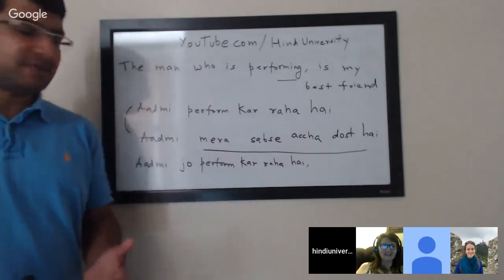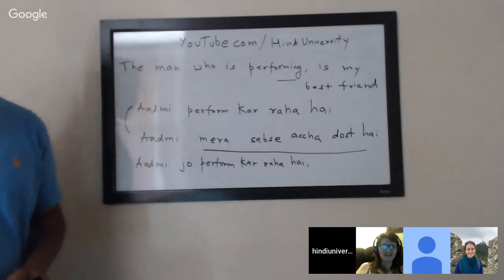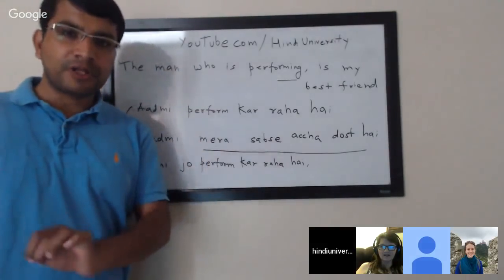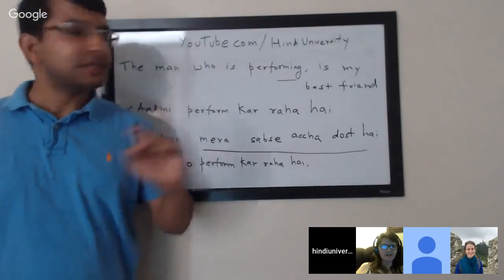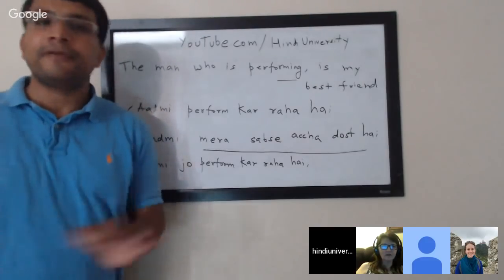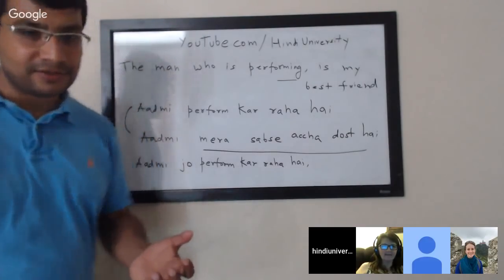What are the other ways of saying the same sentence? Remember, where else can you put jo? Just switching the first two words, instead of आदमी जो perform, you say जो आदमी perform. Say the entire sentence one more time. जो आदमी perform कर रहा है, मेरा सबसे अच्छा दोस्त है. Very good. Now, so far, in both the sentences we looked at, the first part is present continuous, and the second one is basically your present indefinite. But you can use the relative pronoun anywhere. You can use it in other tenses as well.